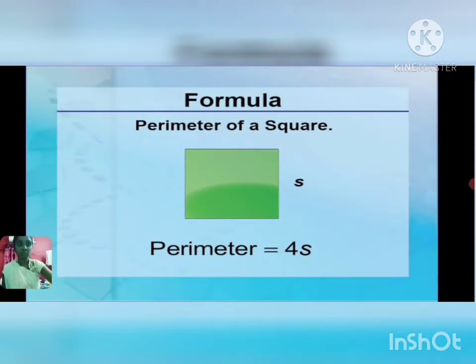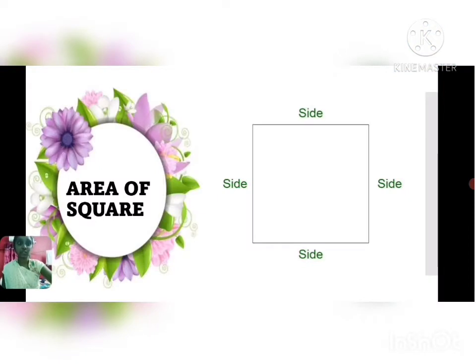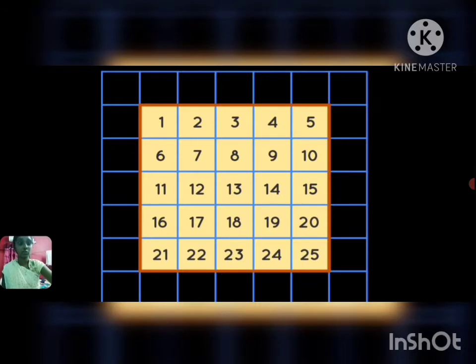Now, let us see what is the area of a square. As we have seen, all sides of a square are of equal length. Consider you are asked to find the area of this given square. The first thing you have to do is split the given square into small and uniform squares called the unit squares of dimensions 1 into 1.